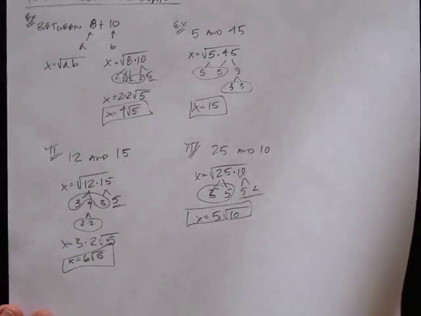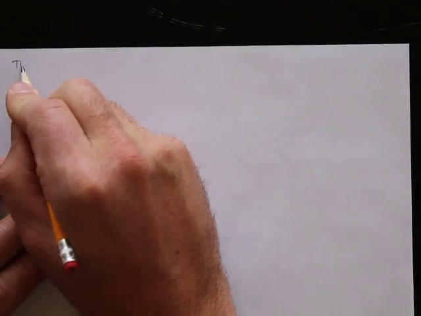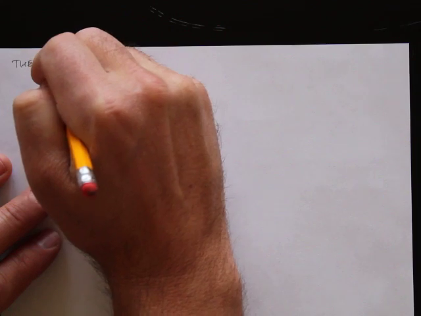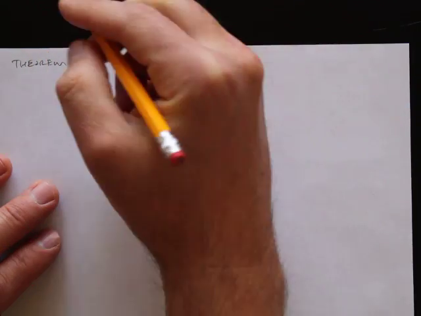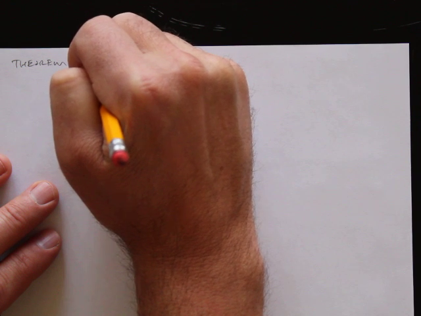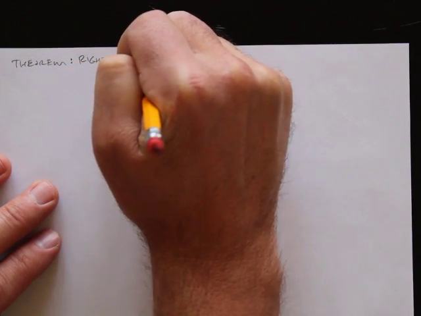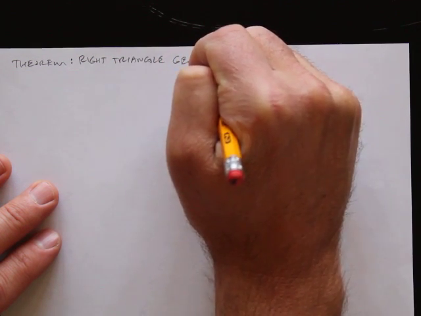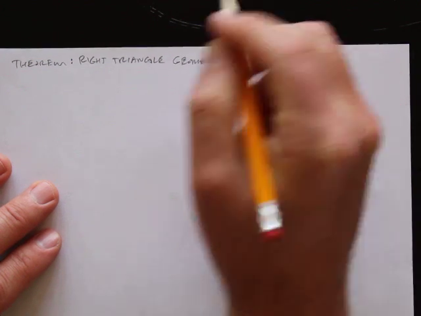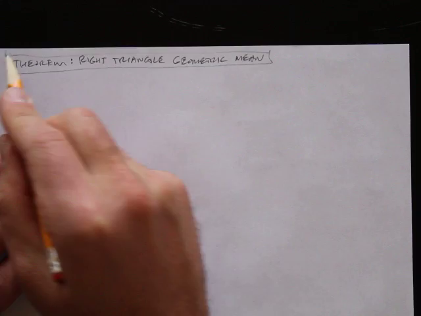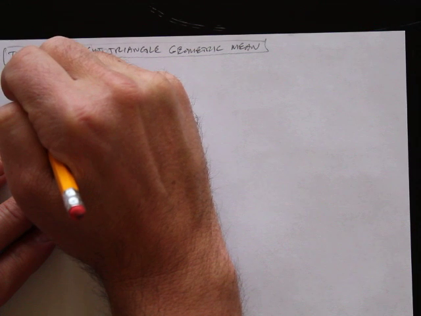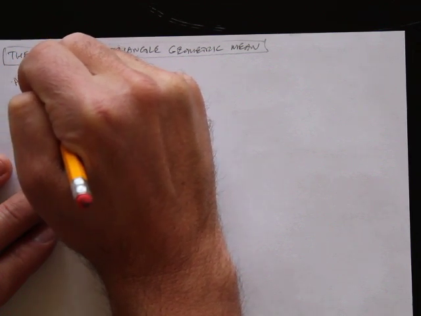Now we're going to look at the geometric mean having to do with triangles. So here's a theorem: right triangle geometric mean. Okay, so let me show you something called an altitude.